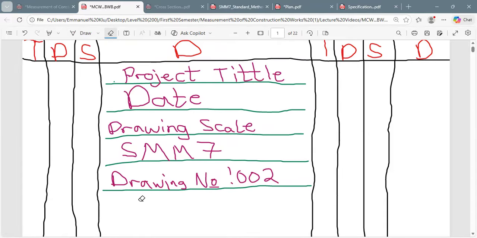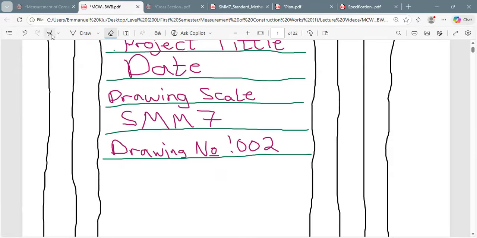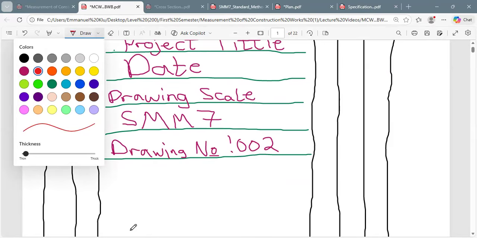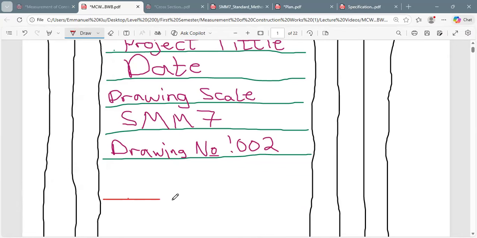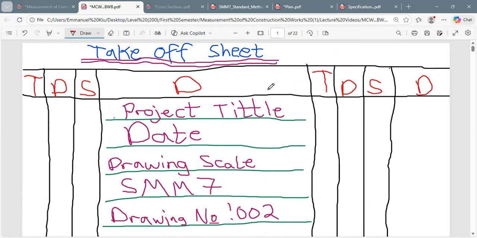So this is the meaning of these 6 lines I say you should cut. For the last one, it's a very serious one. This is your takeoff list. You're supposed to put it down. Take note, all these things give marks: the project title, the date, the drawing scale, the SMM7, and even the drawing number you write. You get marks for that. So you can never get 0 in SMM7. If you score 0, I'll blame you.